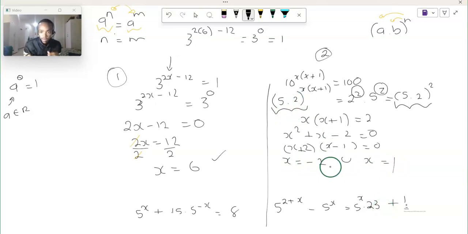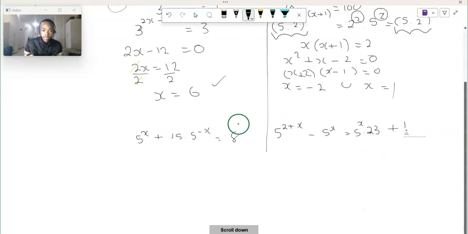To prove this again, we're going to take the negative 2 and plug it in, and it should give us 100. So negative 2 plus 1 is negative 1. Negative 1 times negative 2 is 2. So 10 to the power 2 is 100, which is correct. And then you check the 1 also, it should give you 100.